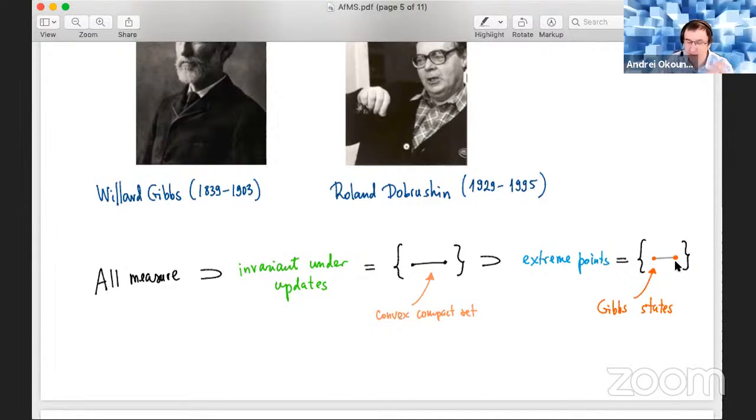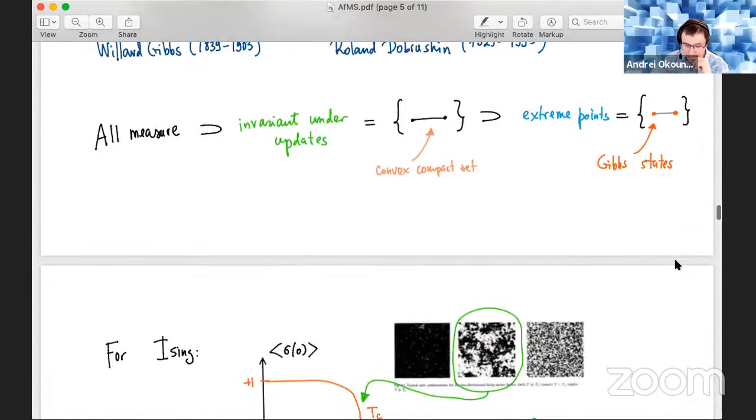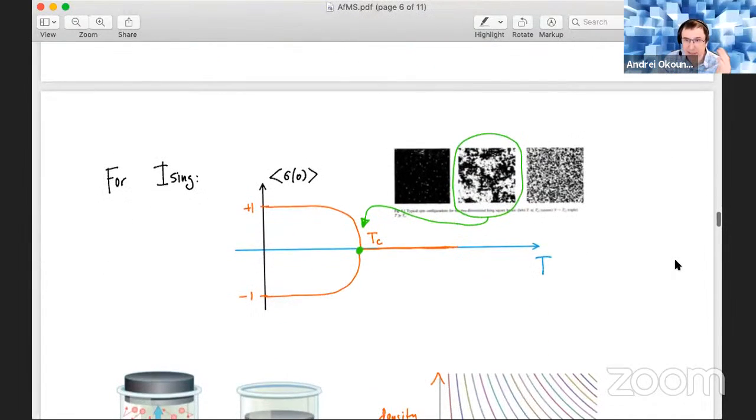People call this ergodic. So under this procedure, you take the ergodic invariant measures. Ergodic means they're not a convex combination of something else. Imagine if your set of measures is like a segment, and then you just take the endpoints. My picture illustrates this here. And for the Ising model, indeed, that is the case.